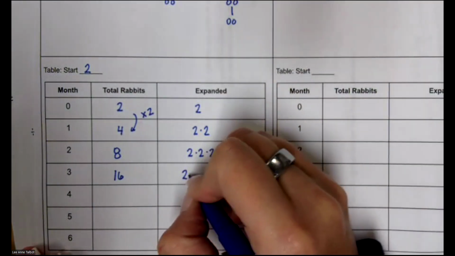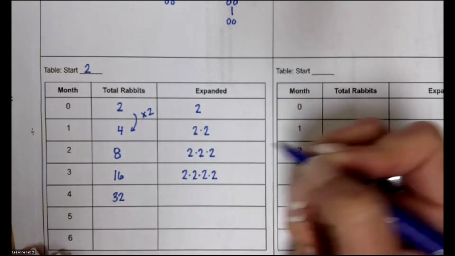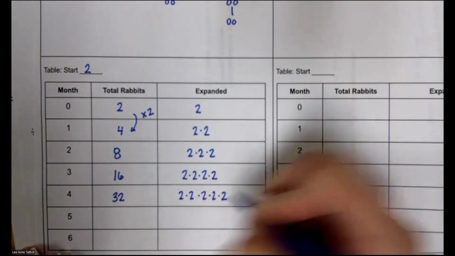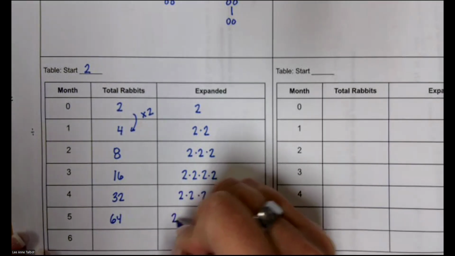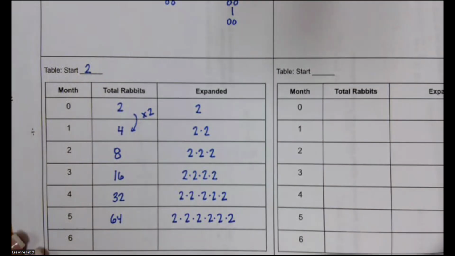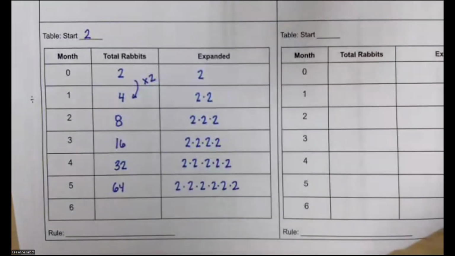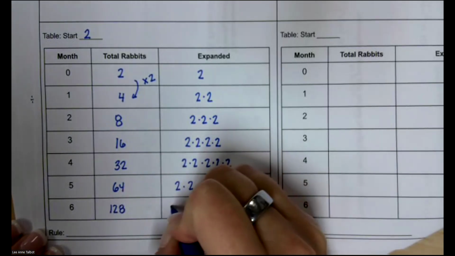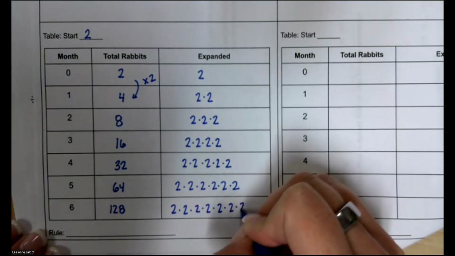So this is 2 times 2 times 2 times 2. 2 times 2 times 2 times 2 times 2. 2 times 2 times 2 times 2 times 2 times 2. 2 times 2 times 2 times 2 times 2 times 2 times 2.